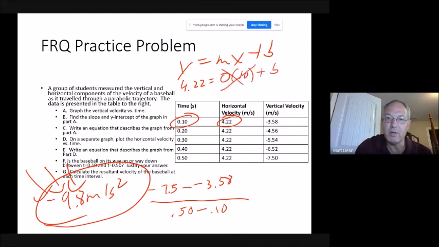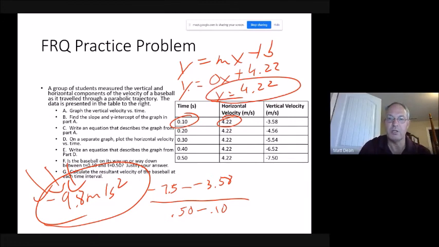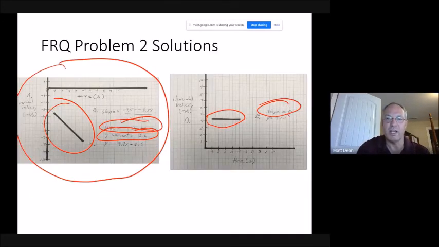Since this is 0, that means our y-intercept is 4.22, which means when we write out y equals mx plus b, we end up with y equals 0x plus 4.22, which means y equals 4.22. That is the equation for this line, y equals 4.22. y equals a number gives you a horizontal line. It's the equation for a horizontal line.